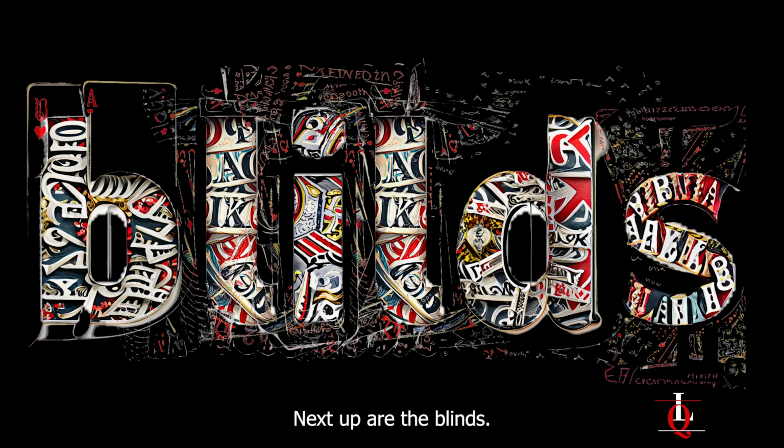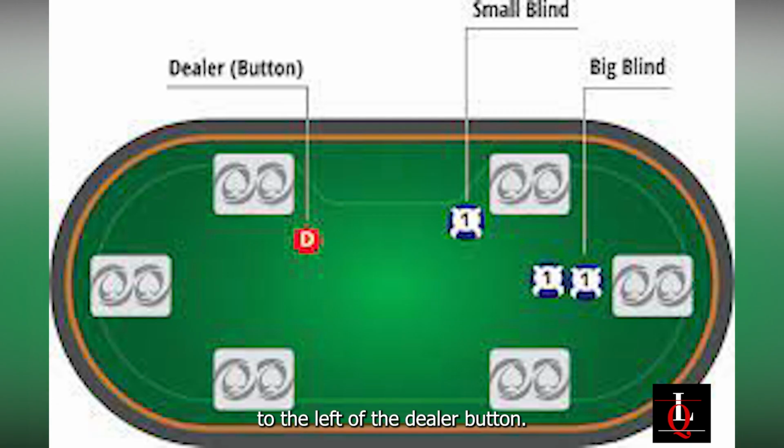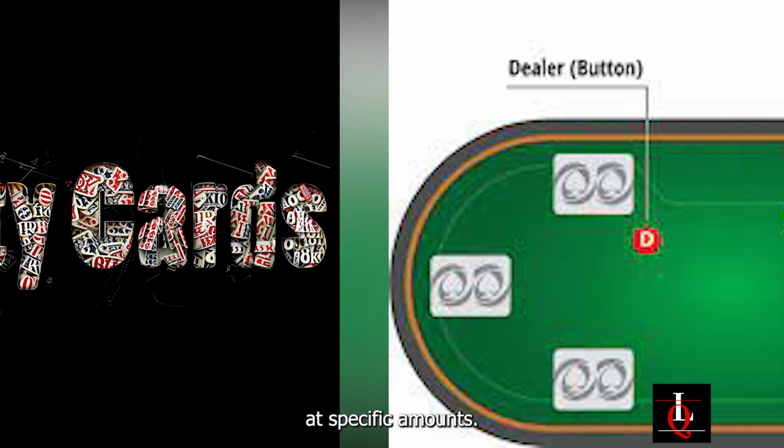Next up are the blinds. Blinds are forced bets placed by the two players to the left of the dealer button. Blinds can either refer to the players occupying the small blind and big blind positions at the table, or the fixed bets themselves, while the blind level is a segment of a tournament where blinds remain set at specific amounts.